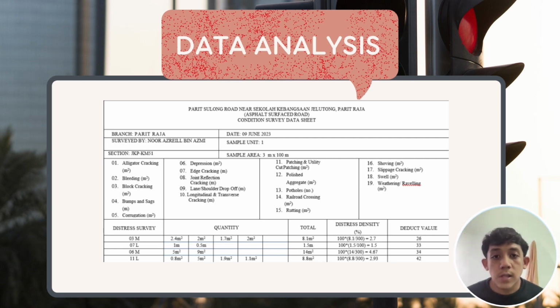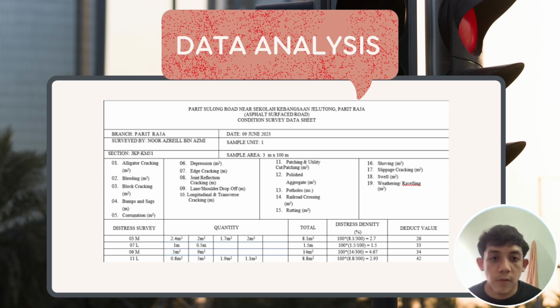For sample unit 1, there are 4 types of distress. The first one is block cracking, and then edge cracking and also depression, and the last one is patching and cut patching.